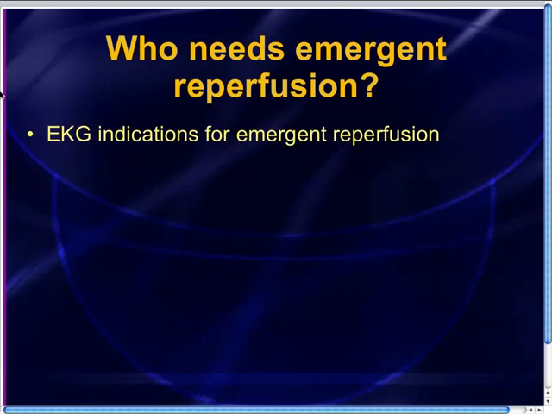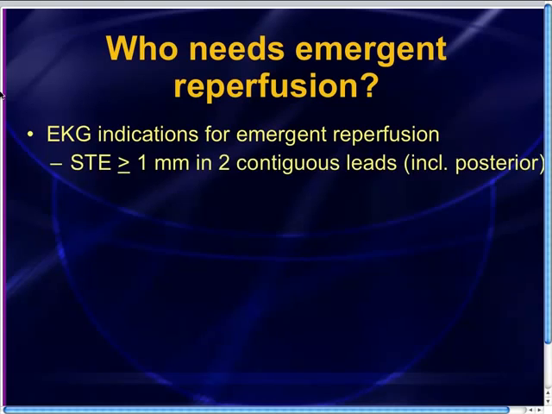So let's back up for just a moment and ask a simple question. Who needs emergent reperfusion when they present with anginal symptoms or anginal equivalent type of symptoms? In other words, who needs TPA or immediate lytics? Well, first of all, a person has to have some concerning symptoms. Then they have to have a diagnostic EKG. There are 3 EKG findings that are considered diagnostic of a STEMI, essentially STEMI or a STEMI equivalent.